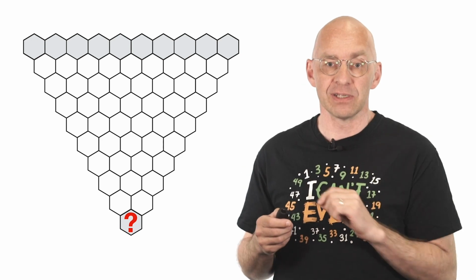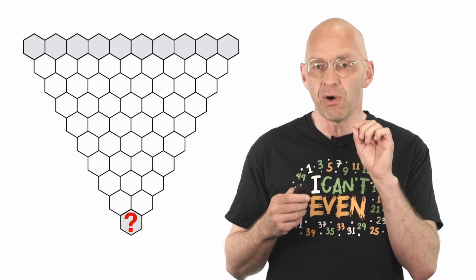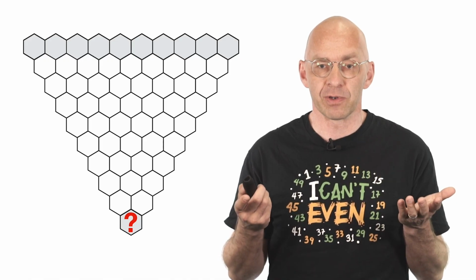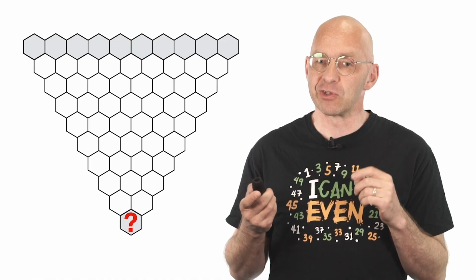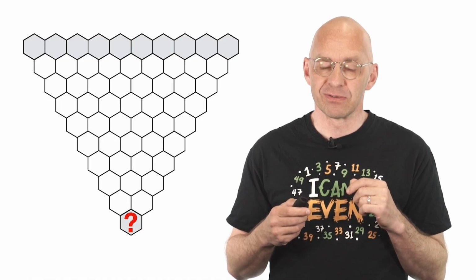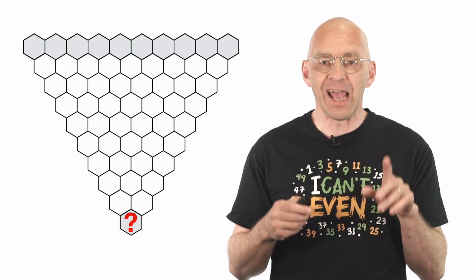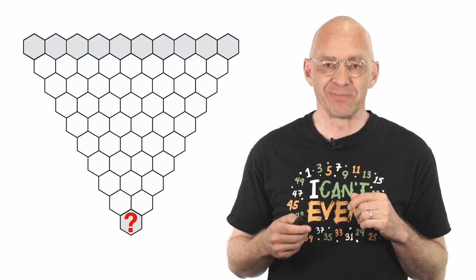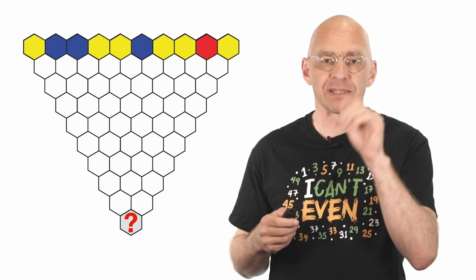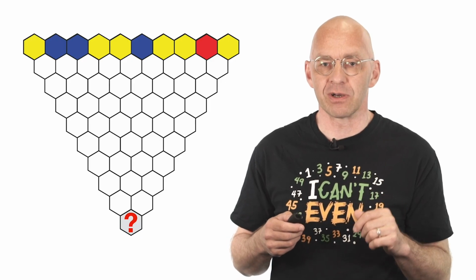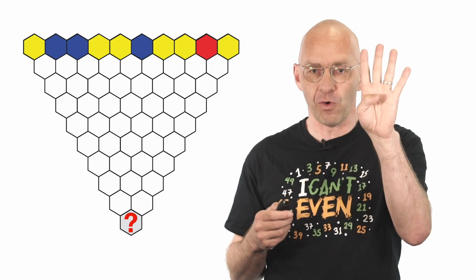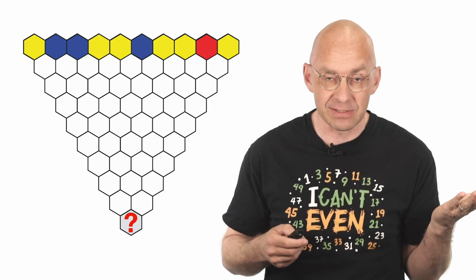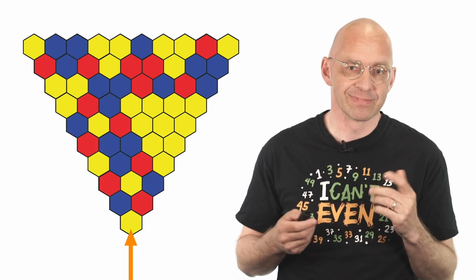On the other hand, since the first row will determine all the colors of the hexagons below, you can just calculate the color of the bottom hexagon. If you're really quick, or if you pause the video. Anyway, time to go. Ready? Well, ready or not, here we go. Okay, make your guess. What's the color of the bottom hexagon? 5, 4, 3, 2, 1. And the answer is yellow.